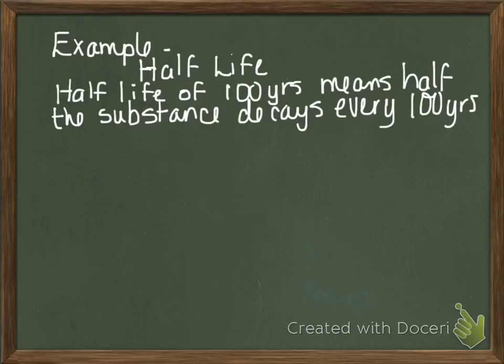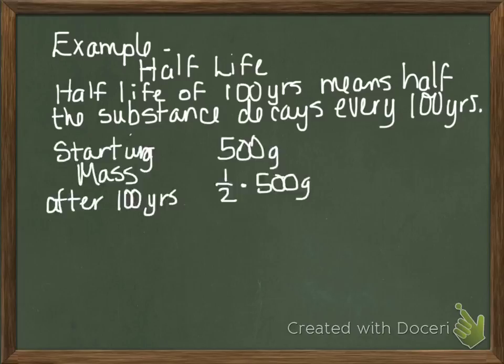So whatever I start with, after 100 years, I would have half of it. So I want to show you how this type of application leads to use of exponential notation. Okay, so if I start with 500 grams, after 100 years, I could write how much I have like this. I would have 1/2 times 500 grams after 100 years.